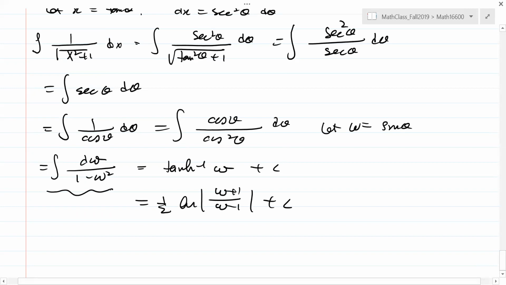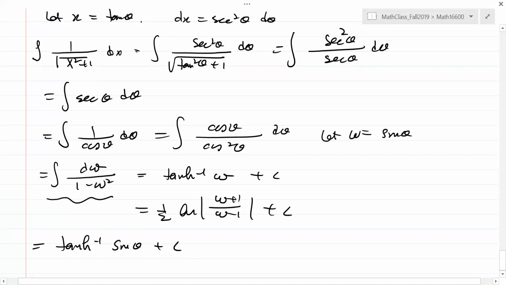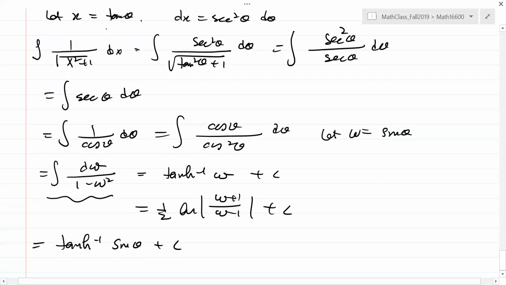There are two formulas: one is the inverse hyperbolic tangent. Either way, let's use the first one. It doesn't matter which one. So we use this, and then sine theta, plus c. But we used a substitution for the tangent, so how can I change back to x?